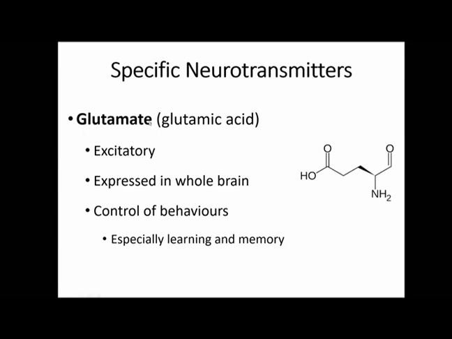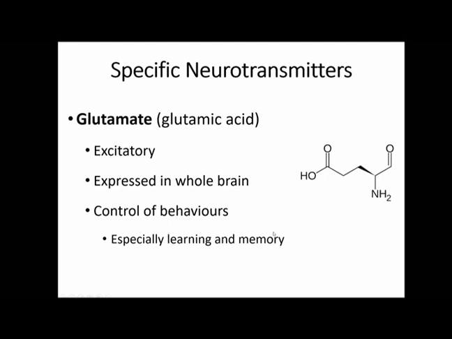And this is one that isn't specific to one particular part of the brain. This one is expressed throughout all of our brain. And it seems to be involved in the control of behaviors. So we'll see glutamate involved when we're going through processes involving specifically learning and memory, but there are lots of other roles as well. So glutamate is the one that we associate with controlling behavior, and specifically controlling our learning and memory type behaviors.